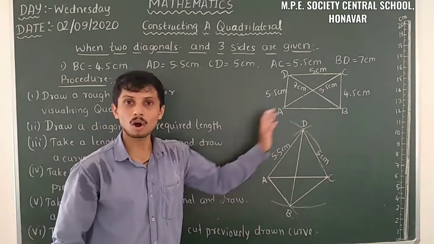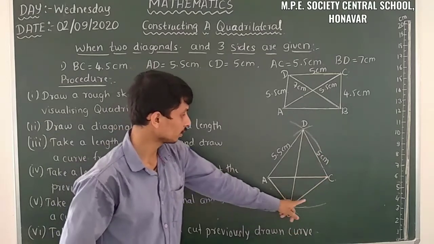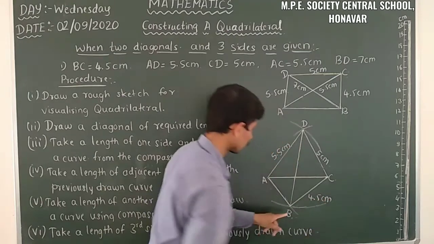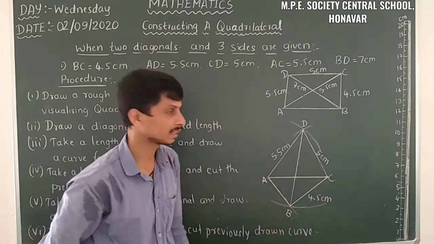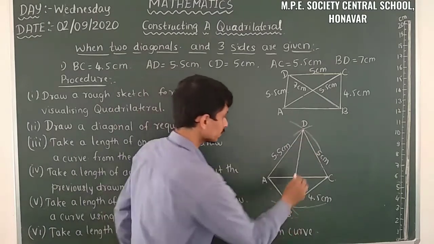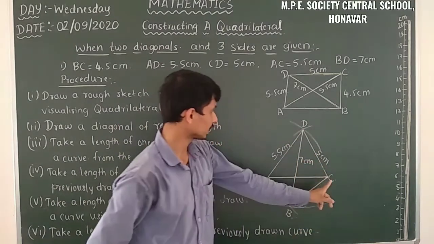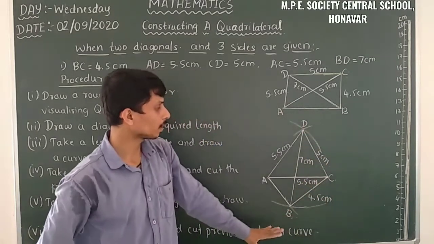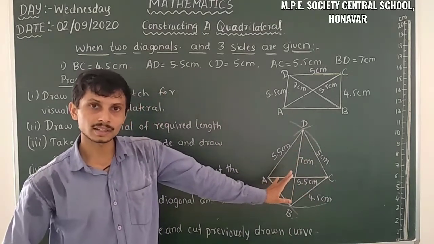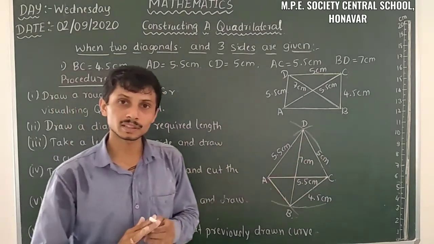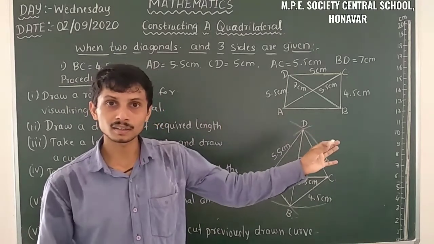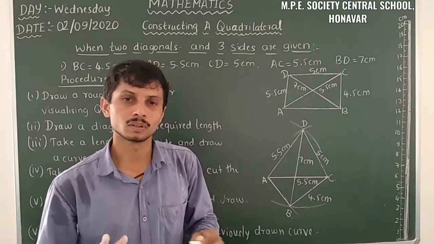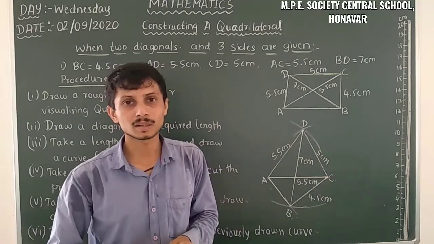So we have to label all the things in the quadrilateral. What's the length of BC here? That is 4.5 centimeter. Then what is the length of AB? We don't know, so just neglect it. Then what's the length of BD? It is 7 centimeter. And what's the length of AC? It is 5.5 centimeter. So this is the method to construct a quadrilateral when 2 diagonals and 3 sides are given. You can take any other examples for that.